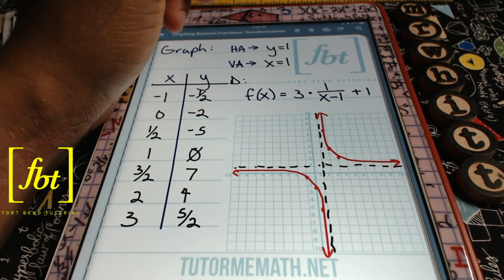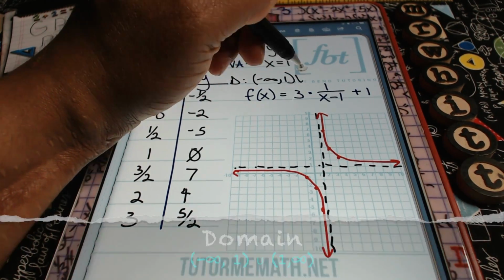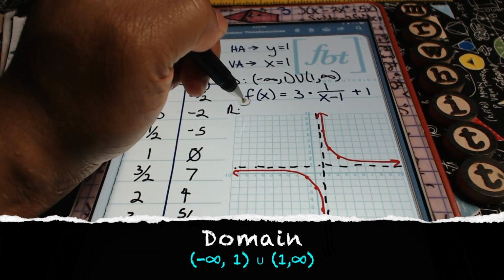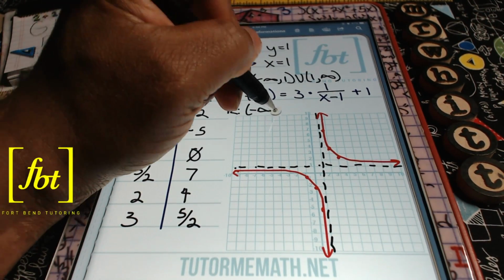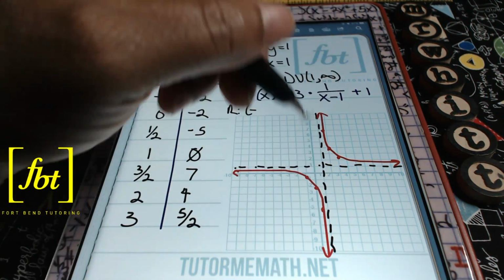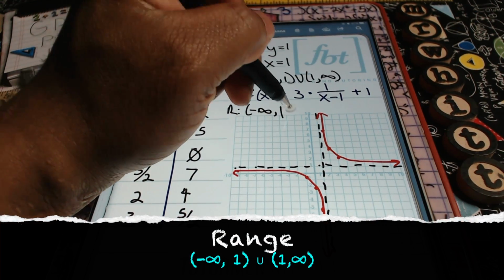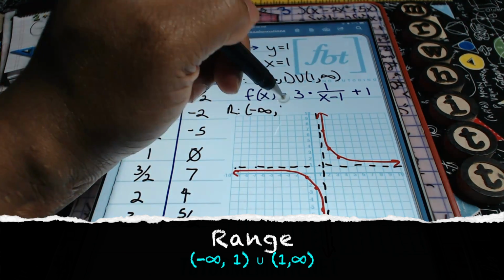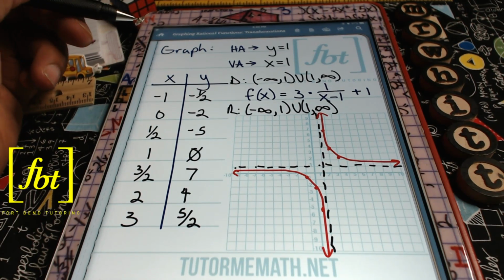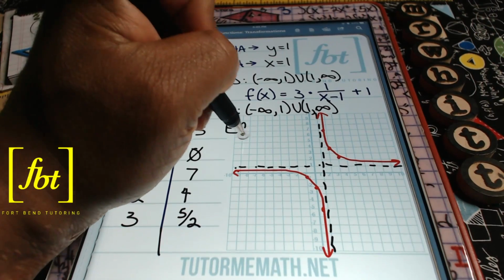Our domain, guys, is going to be negative infinity to positive 1, union 1 to positive infinity. All right. Then when it comes to your range, it is going to be from negative infinity to 1. Oh, that's an ugly infinity. Let's fix that. I hate that infinity. The infinities are ugly. There we go. That's a little better. Negative infinity to 1, union 1 to positive infinity. And there is our range. And then for your end behavior, let's call it EB.